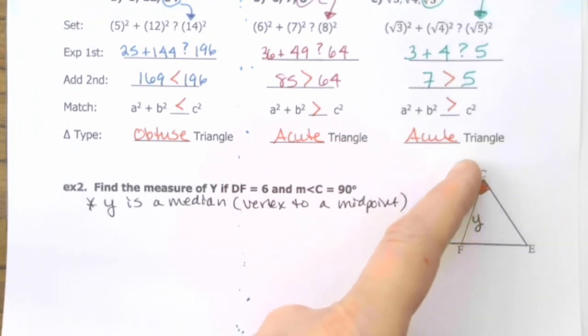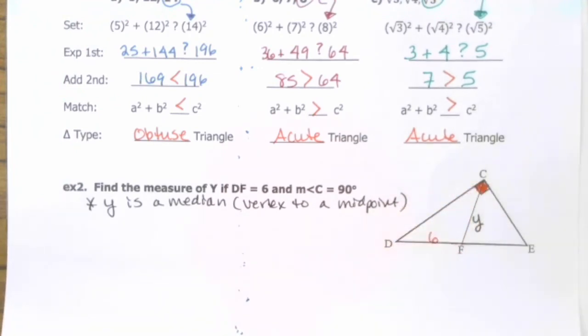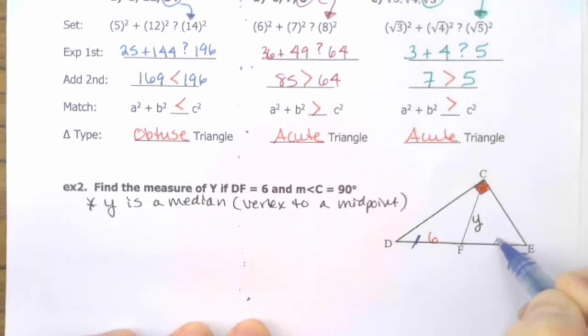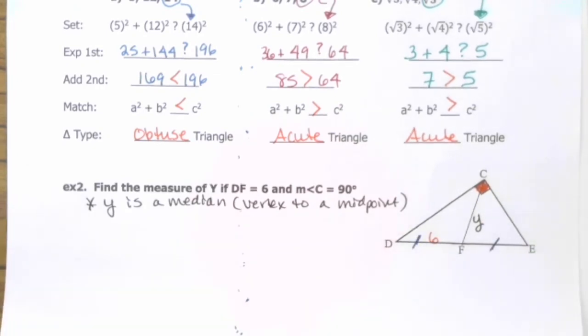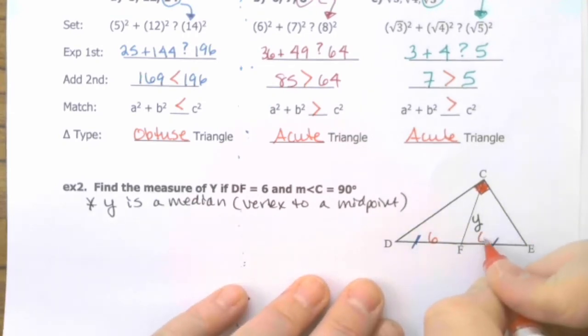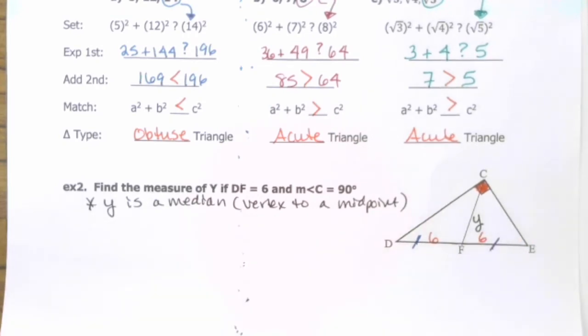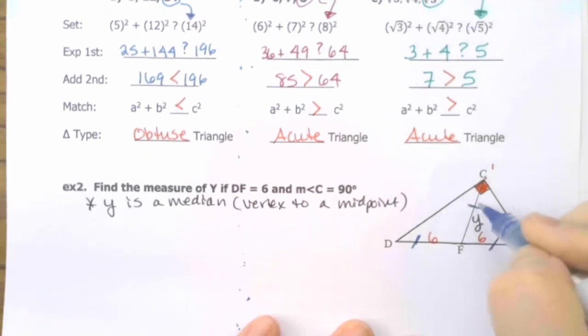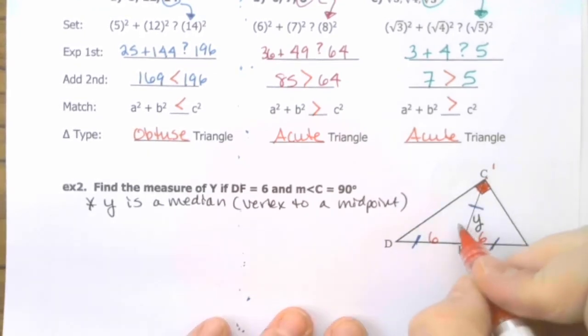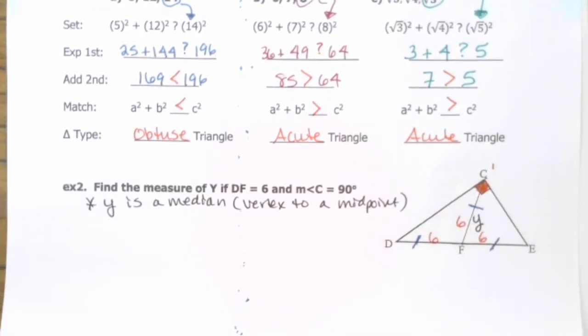So if y goes from the vertex to the midpoint, it means that DF and FE are the same, so that one must be 6. Now, a long time ago, we had a theorem that says in a right triangle, the median that goes to the hypotenuse actually splits the hypotenuse into 2 equal pieces, and itself is also the same length. So that's going to be a 6.